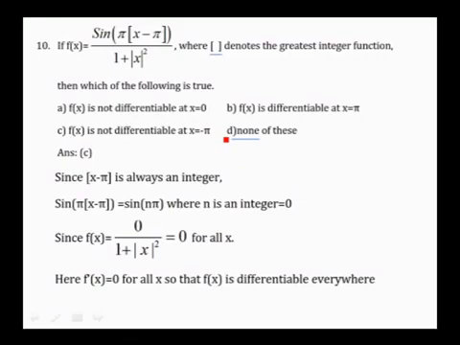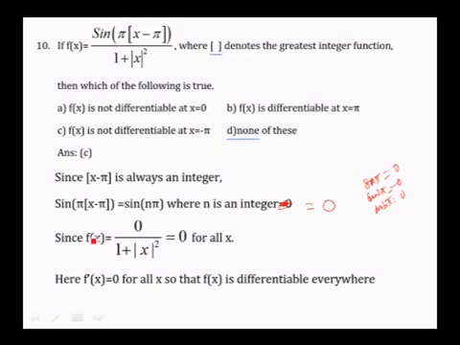the integral part of x minus π, as the name itself says, is an integer, so it is always an integer. The integral part of x minus π must be an integer. So sin of π into the integral part of x minus π is sin n π, because this integral part of x minus π is say some integer n, where n is an integer. Any integral multiple of π, for example sin π, sin 2π, sin 3π, sin 4π, all of them are 0. So sin n π is always 0.